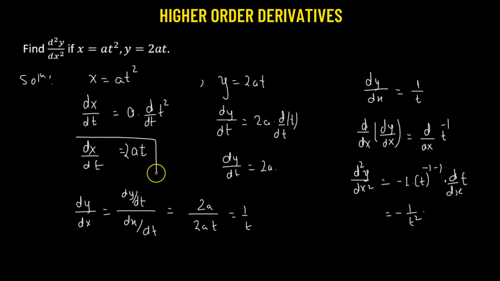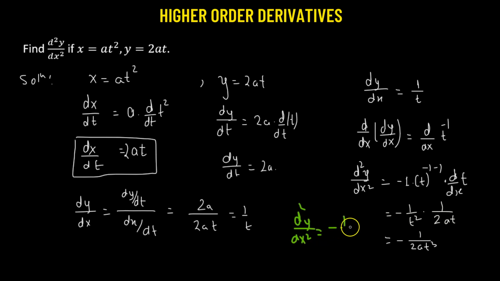So here we have dx over dt. So dt over dx will be the reciprocal, which is 1 over 2 times a t. So this gives us negative 1 over 2 times a t cubed. So that means the value of second derivative of y with respect to x equals negative 1 over 2 a t cubed.